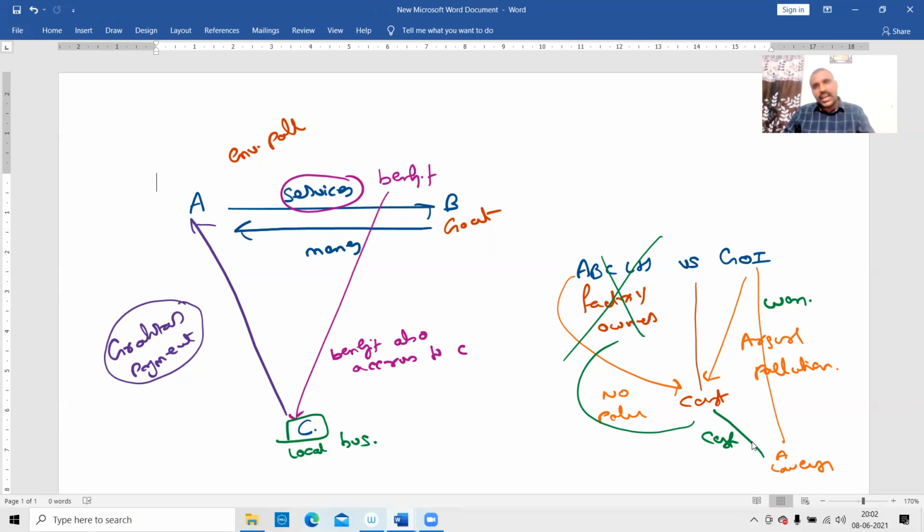It is taxable. It is indirectly related to my business. It is a consequence of my service. It is not that something came from the sky or something given by God directly. No, it is as a consequence of my service.